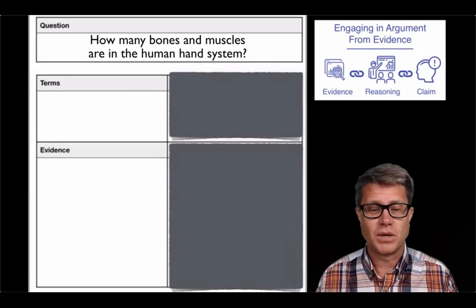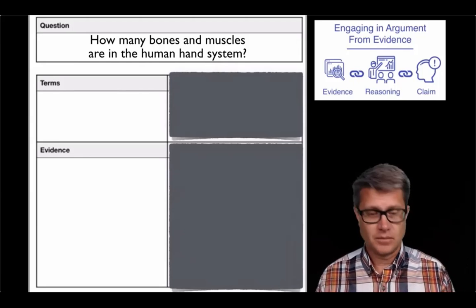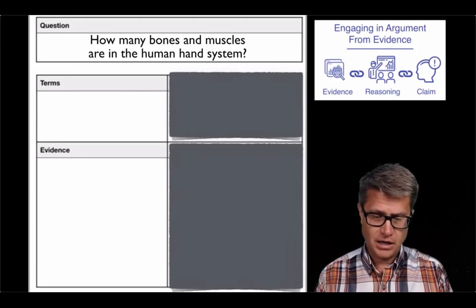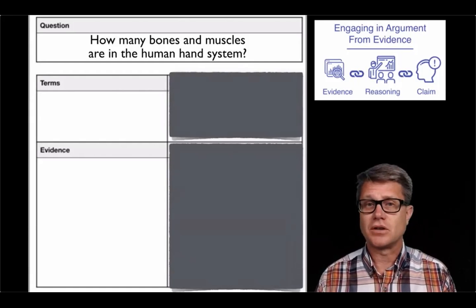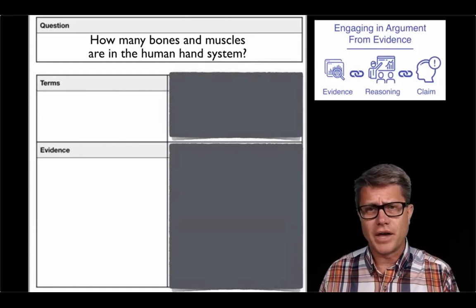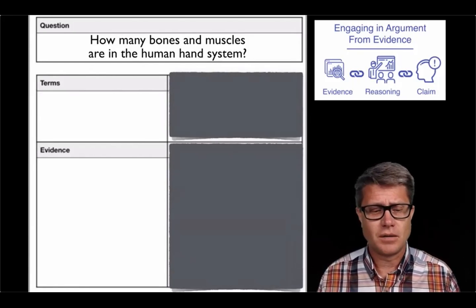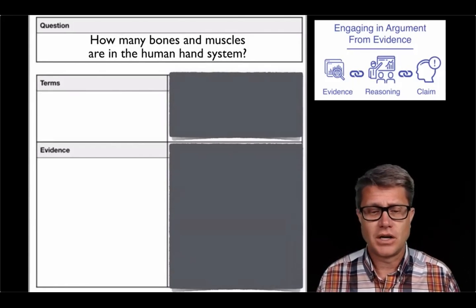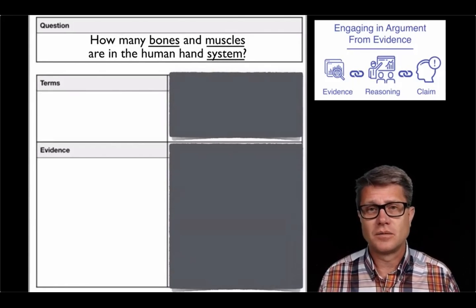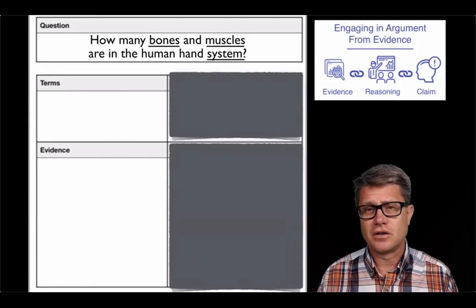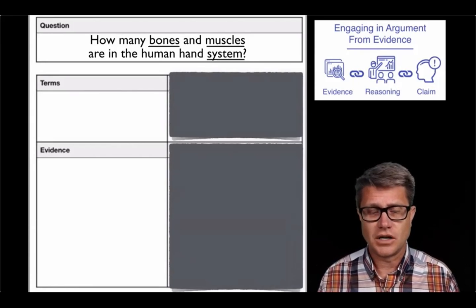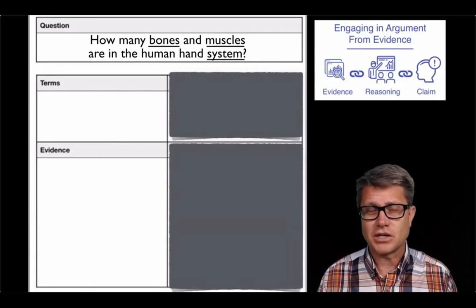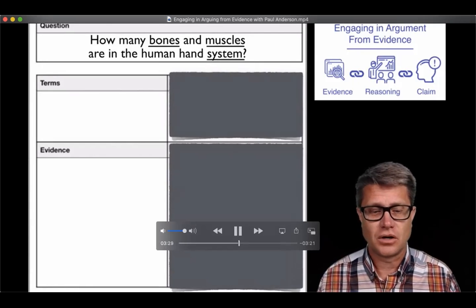So, how many bones and muscles are in the human hand system? You could look at your hand right now and try to determine how many bones or muscles are in there. Now, they could quickly Google that and they'd learn just arbitrary information, but it wouldn't teach them anything about doing argumentation. The first thing I would have you do when you're ever doing argumentation is underline the terms and define operationally the terms that you're going to use in your argumentation. That'll become really important, especially when you get to reasoning, and students will struggle with reasoning.